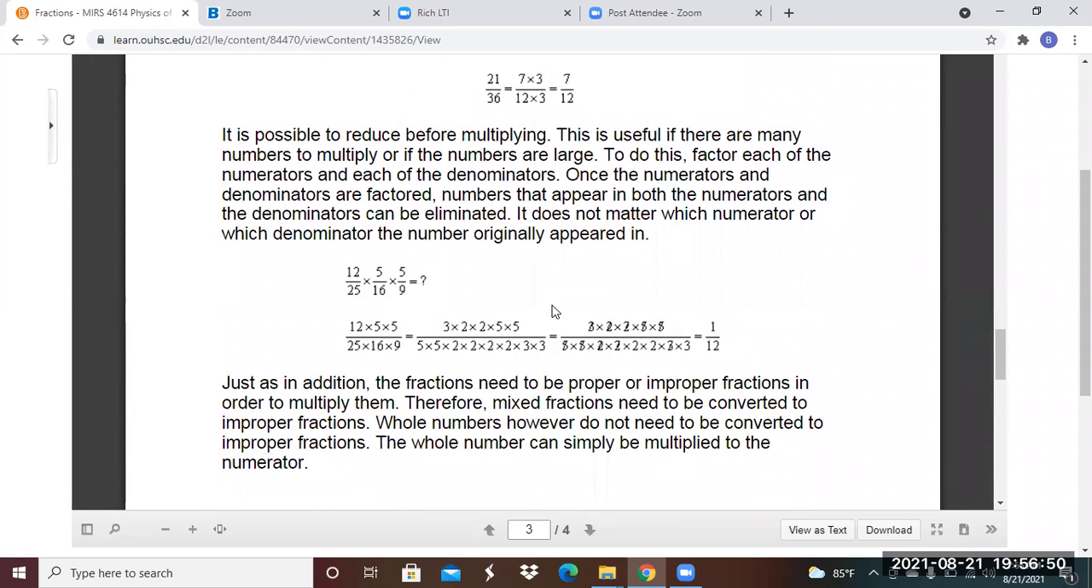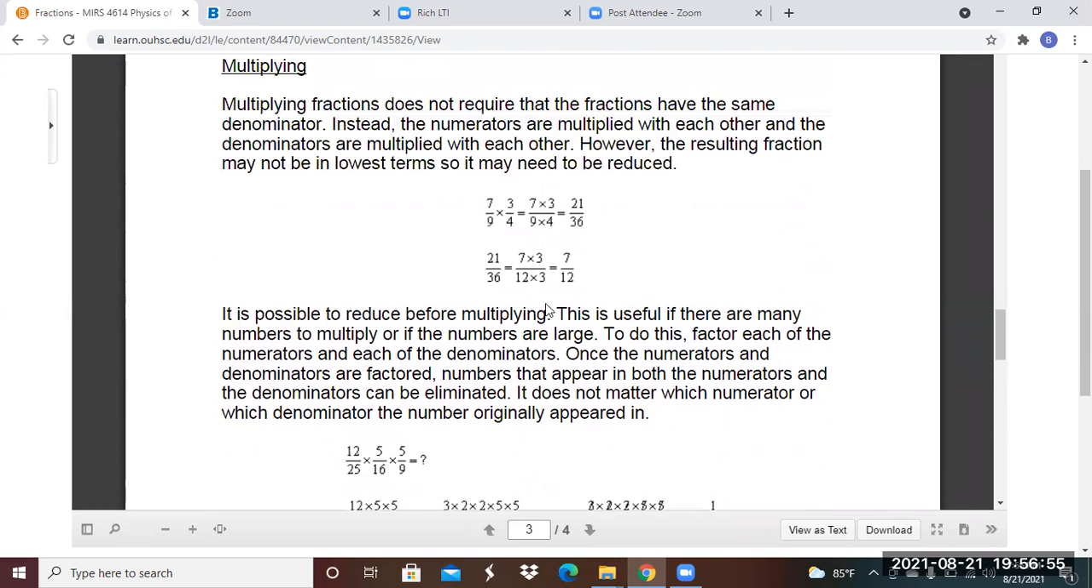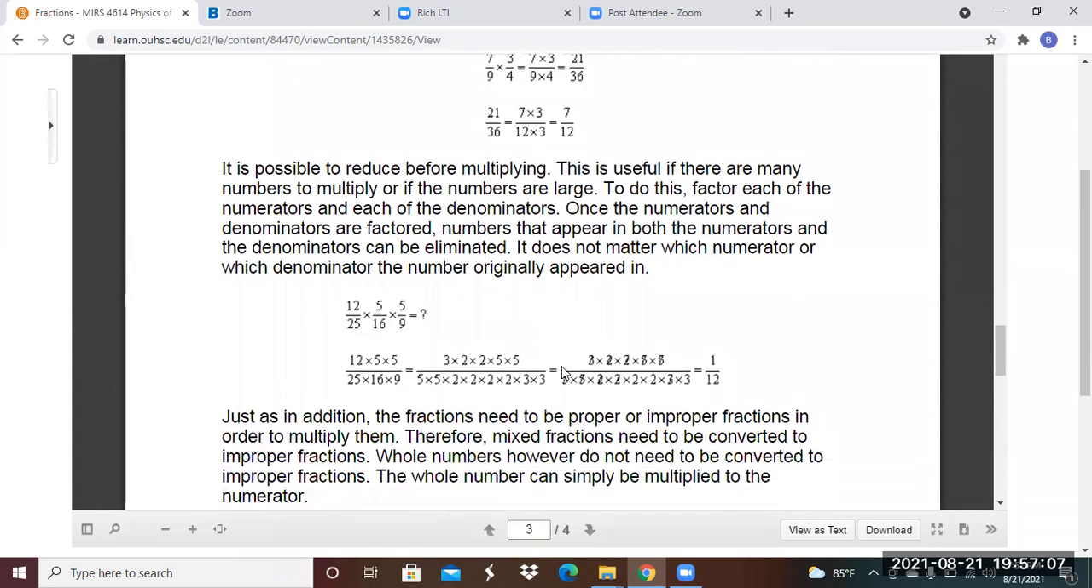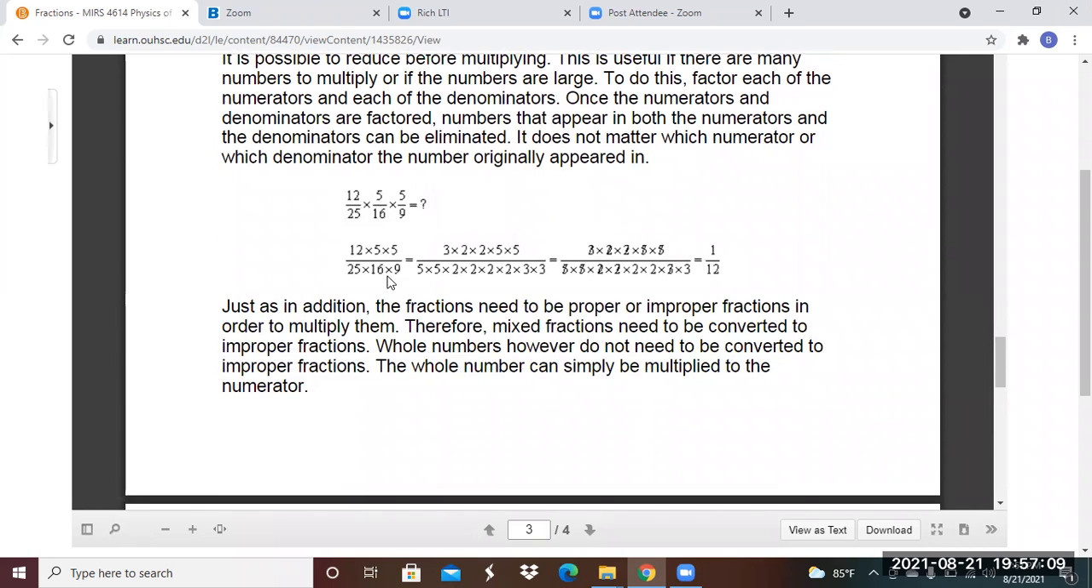It is possible that you can reduce before you multiply. In this particular case, what you could do is take that 9 and turn it into a 3 times 3, cancel those 3's out to begin with, and then you would end up with far less to worry about. Same kind of thing would happen here, where you have 12 times 5 times 5, 25 times 16 times 9. You can go through and break those down to their prime factors, see what cancels, and then you can produce your final answer.